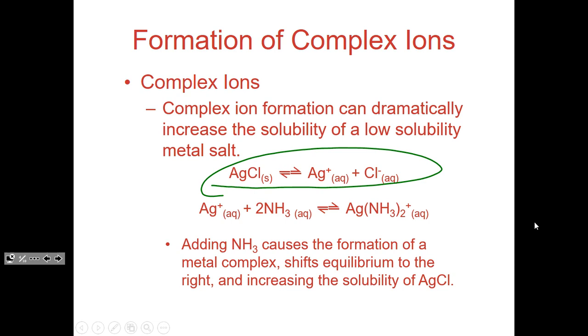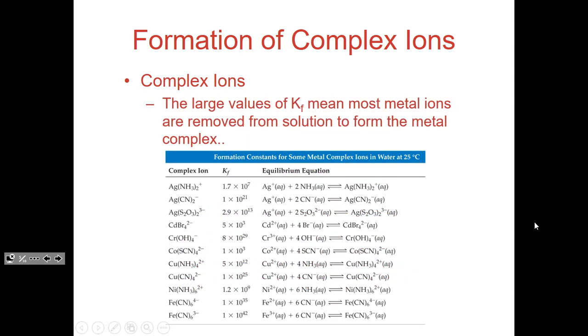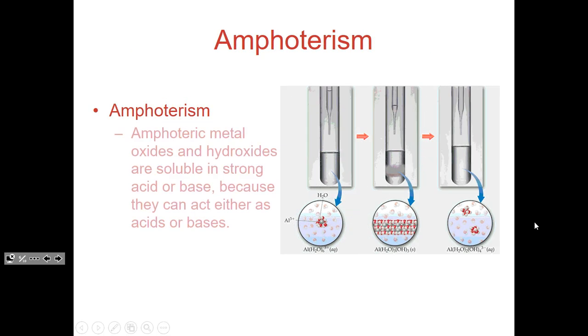Well, metal complexes are great because they have very high K values. They're great at producing the product. In other words, pulling a lot of these metal cations from solution. So really adding the ammonia causes the formation of the metal complex, which shifts the equilibrium to the right and therefore increases the solubility. And when you look at the K values of most metal complex formation reactions, they're very, very, very large, which means they're great at removing metal cations from solution, and they're great at increasing the solubility of these low solubility substances. And yes, as a K, I guess we could do equilibrium calculations with Kfs, but that's beyond the scope of this class. It's just a conceptual idea you need to get. Metal complex ion formation is a great way to increase the solubility of some low solubility substances.